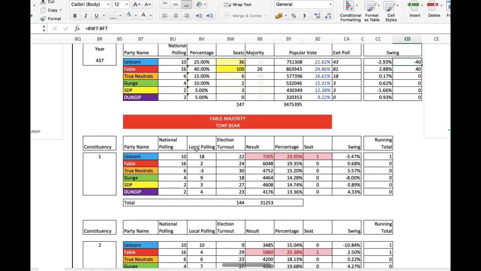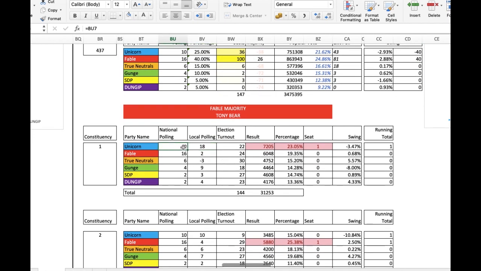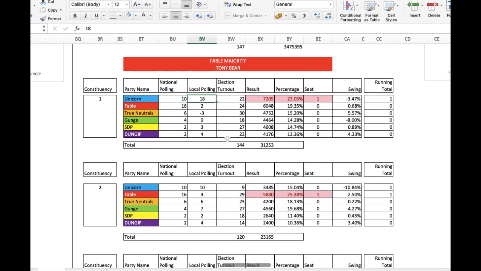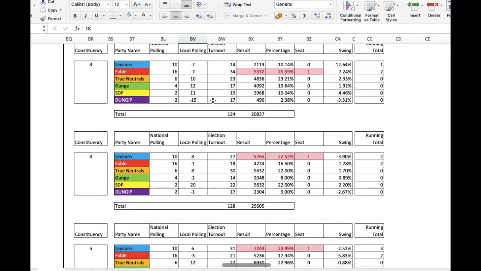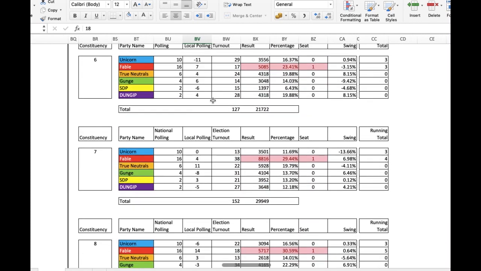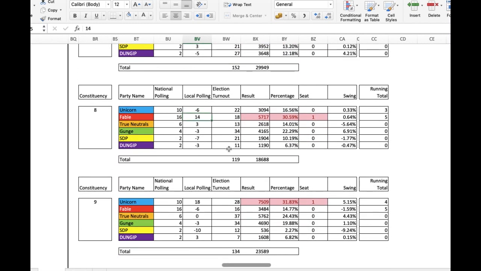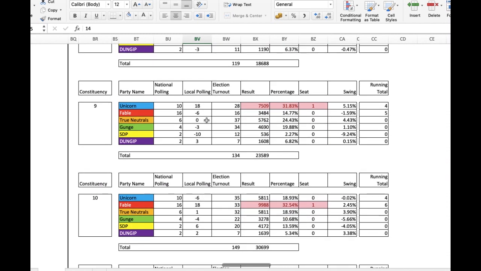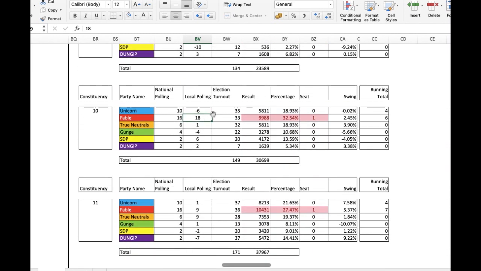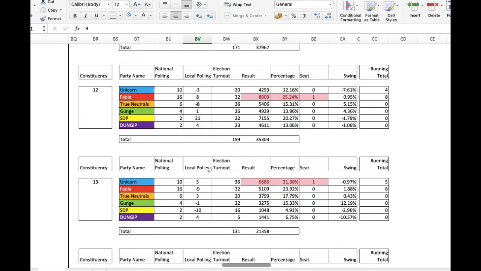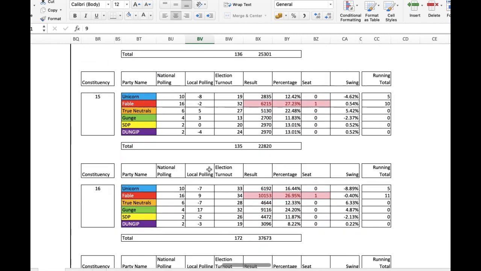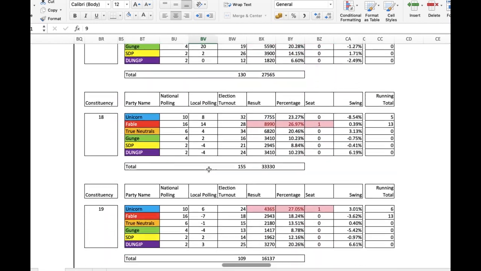And again, local polling, national polling, this is just completely a safe Unicorn seat at this point. Let's have a look at another one that's more of a safe Fable, just for comparison's sake. Yeah, here we've got a very safe Fable seat with the plus 14 to Unicorn's minus 6. What else have we got? Again, plus 18. Some of them are a bit more marginal. This one's still kind of close. The good thing about this is that you can pinpoint marginal seats versus safe seats.